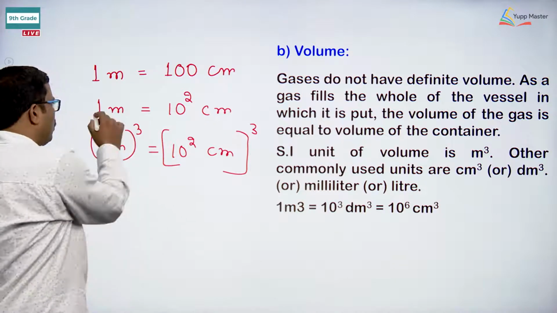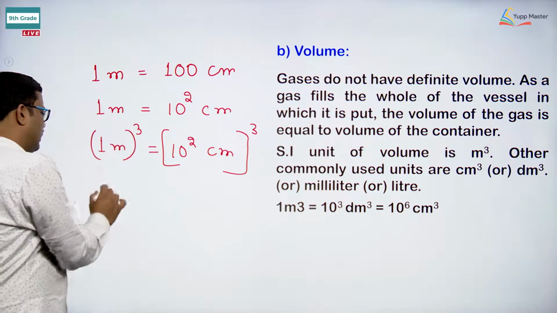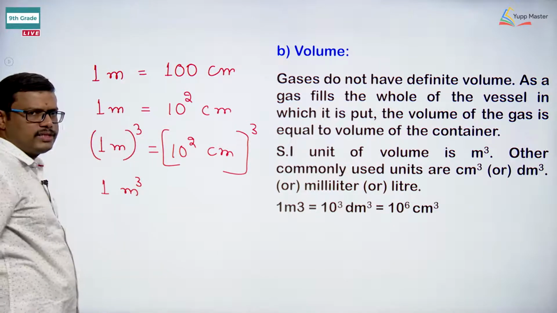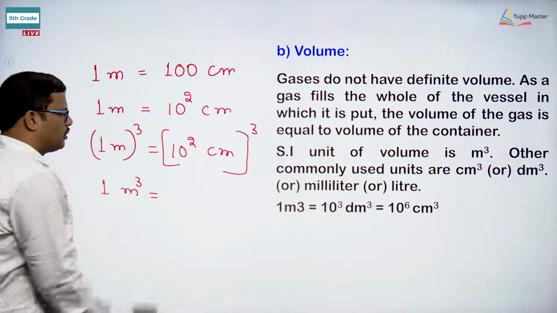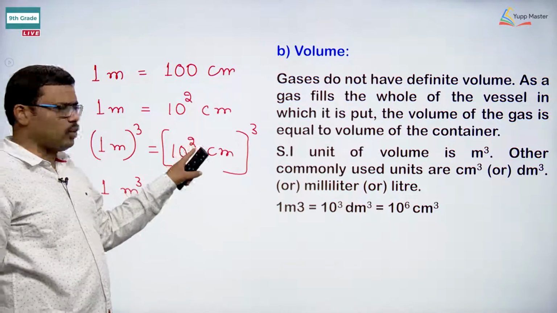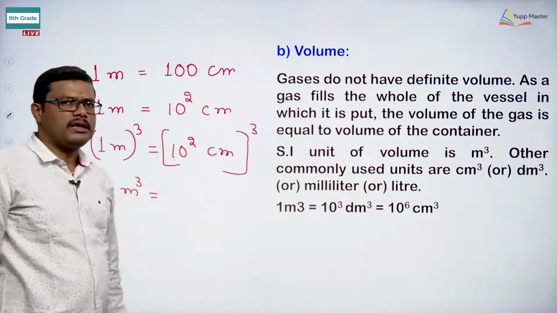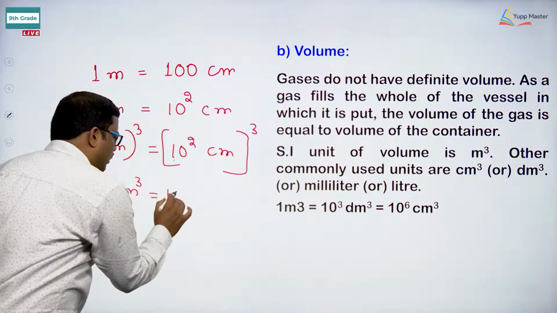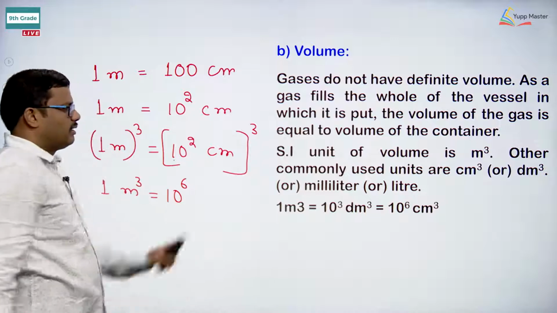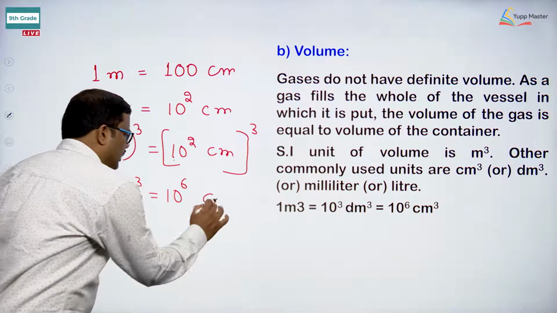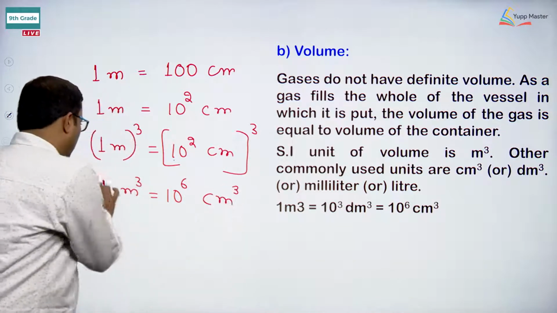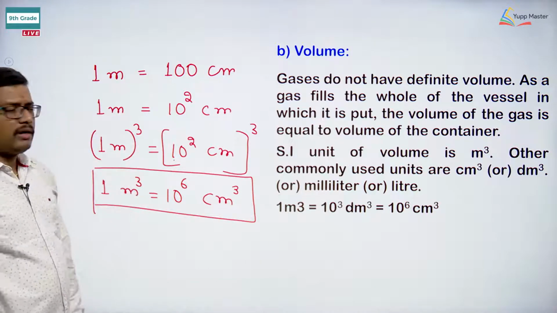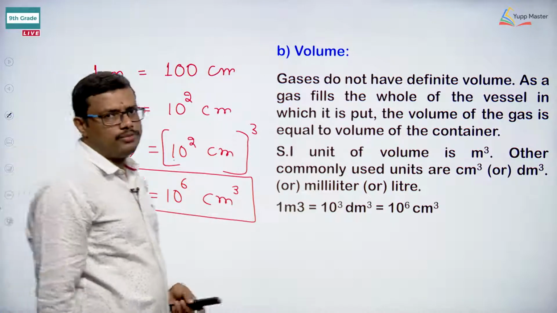So, when I cube, 1 to the power 3 is 1, meter to the power 3 is meter cube. So, 1 meter cube equal to 10 to the power of 2, again power 3. So, it will be 10 to the power of 6, 2 into 3, 10 to the power of 6 centimeter cube. So, 1 meter cube will be equal to 10 to the power of 6 centimeter cubes.